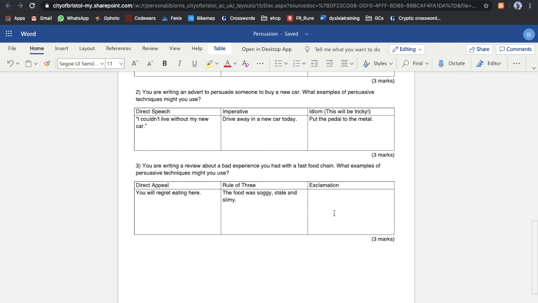And finally, an exclamation, something that's going to discourage people from going to this fast food chain. We might say something like revolting. So what I want you to do is have a look back over your work, check it, particularly those 2 sections at the beginning, to make sure that you have matched the techniques and the definitions right at the beginning. Lots of people struggled with that bit or didn't notice to do it.